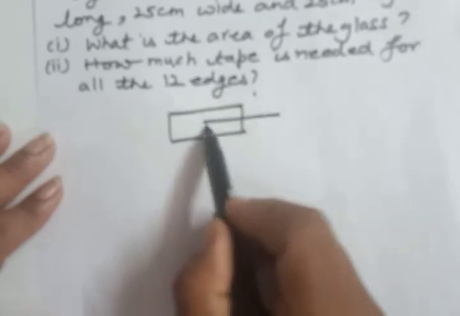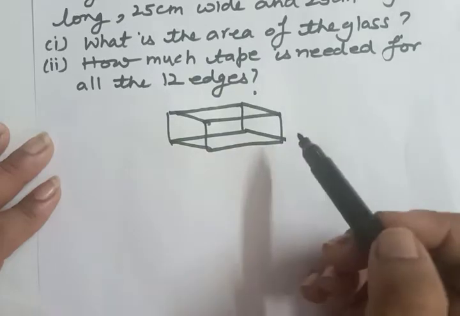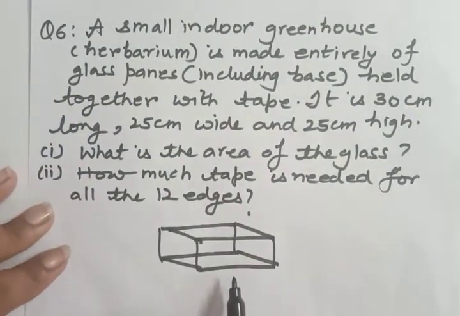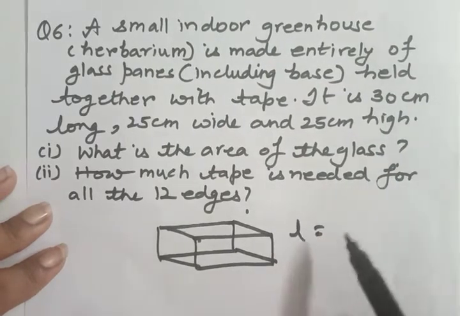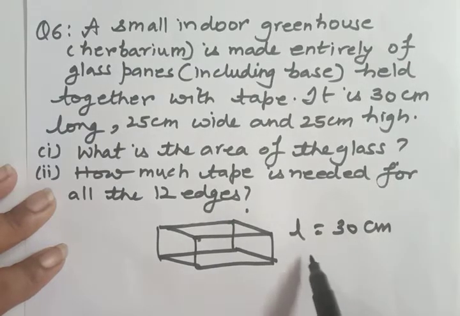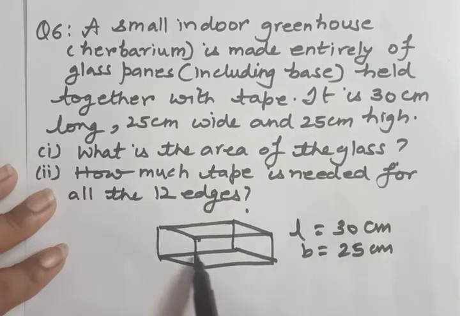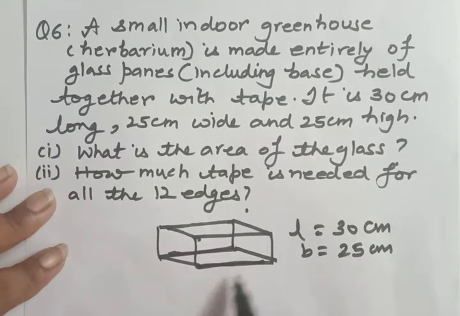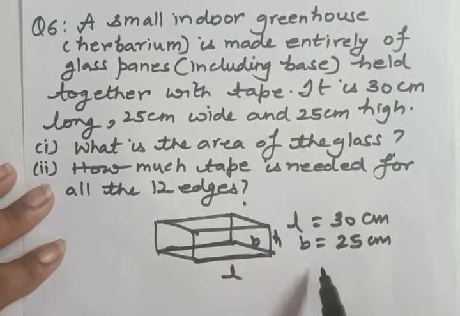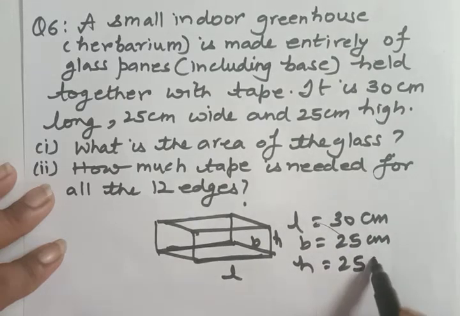This is the cuboid shape herbarium according to the question, and of course the top is also here and the bottom is also here. The length is 30 centimeter. The breadth is equal to 25 centimeter. So this is the length, this is the breadth and this is the height. And the height is again 25 centimeter.